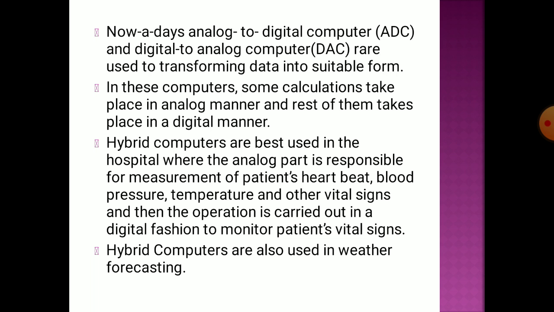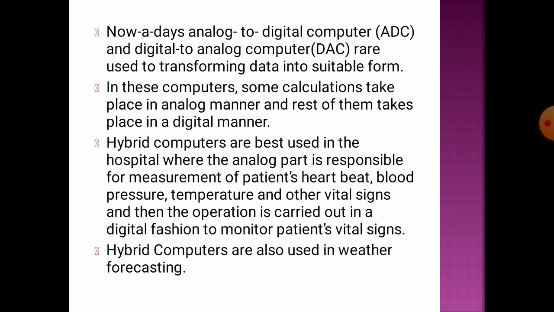So how does this analog data help? The analog measurement, means the analog data or analog content, is used to measure the patient's heartbeat. We can see the patient's BP, that is blood pressure, then the temperature and the other vital signs. And the digital content is used to monitor the patient's vital signs while the operation is carried out. So the best example we can give for hybrid computers is their use in hospitals.